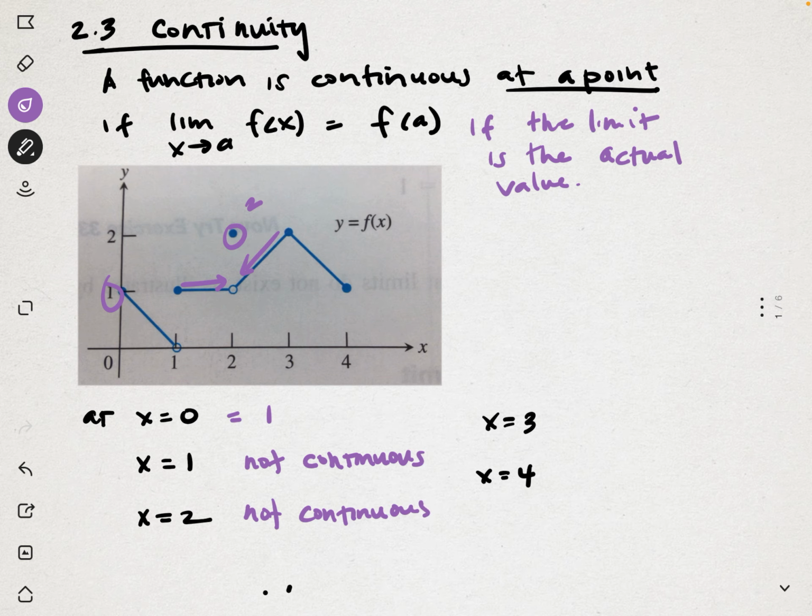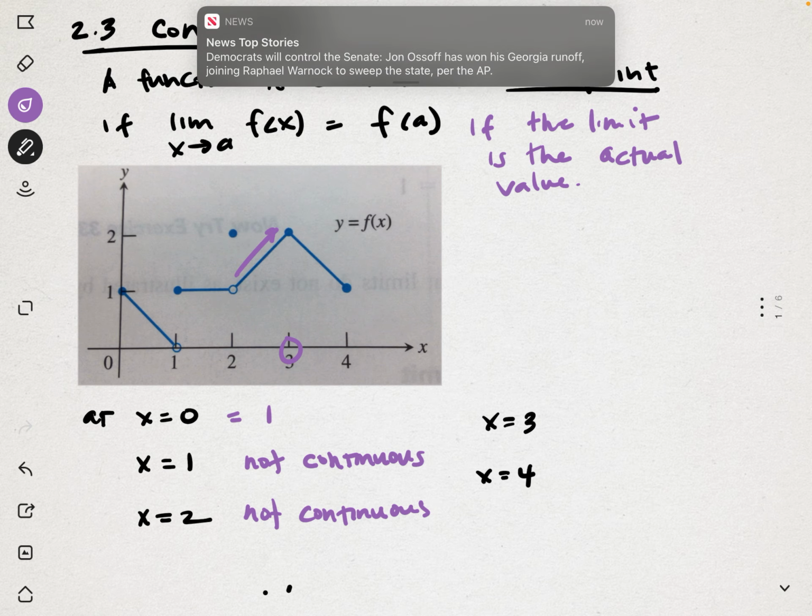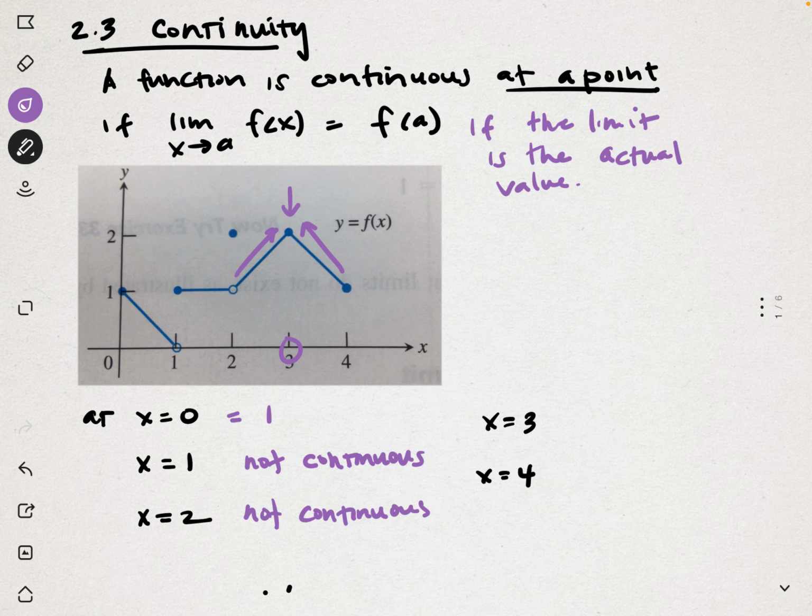Okay. Now at x equals 3, let's erase all this other stuff. So x equals 3. As we approach from the left and the right, we see that it's equal to 2. And the actual value is 2. So this one is continuous. And then lastly, on the endpoint, we can only approach it from the right, and it's a solid line. So this is also continuous. All right, so just some continuity things.